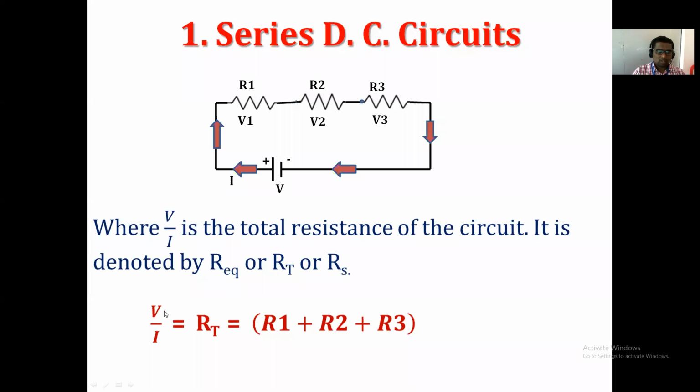So I can write V upon I, which is equal to the total resistance, which is equal to R1 plus R2 plus R3. So from this equation, can I make a sentence like this: the total resistance of a series circuit is always equal to the sum of individual resistances of that circuit? Yes or no? Yes, sir. Absolutely correct.